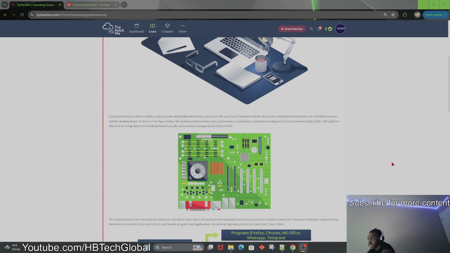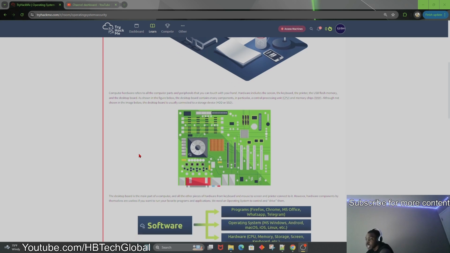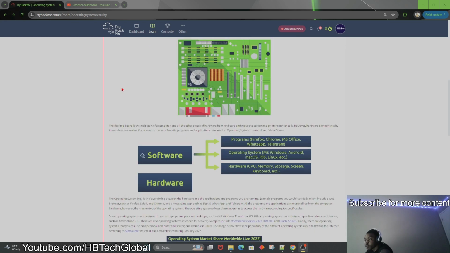As shown in the figure below, the desktop board contains many components, in particular a central processing unit known as a CPU and memory cards, which is also known as RAM. Although not shown in the image below, the desktop board is usually connected to a storage device like an HDD or an SSD, which is a solid state device. The desktop board in many computers and other parts of the hardware, like the keyboard, mouse, and the printer, is how you connect to it.